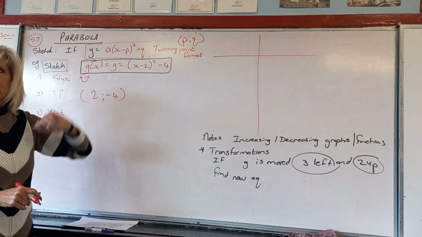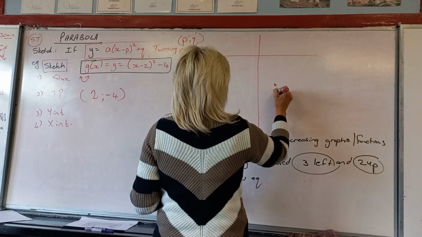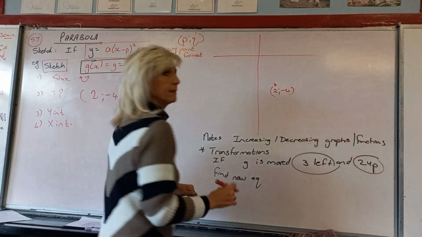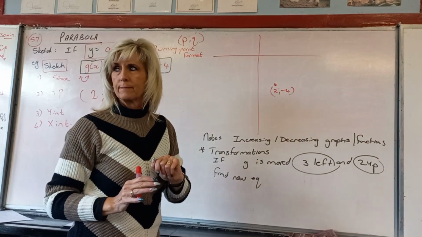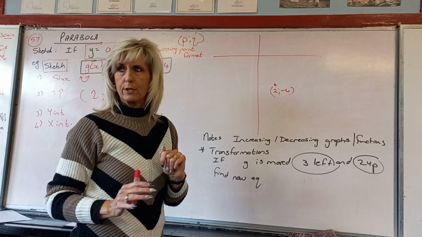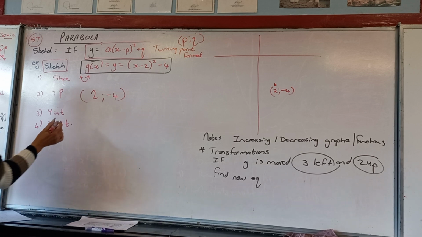Alright? So I can immediately go to my sketch already and say the point 2, minus 4 is about here. That's going to be my turning point. Fantastic. Even if you draw a sketch now with that shape, you've got 2 marks. Right shape and turning point. But what do I still need? X and Y intercept.